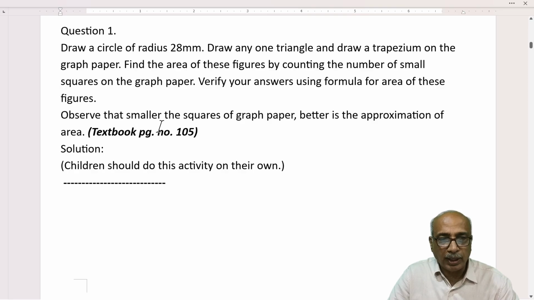Observe that the smaller the squares of the graph paper, the better is the approximation of area. Solution: children should do this activity on their own. So on graph paper you draw these figures and count. More than half a square will be taken as rounded up. So the smaller the squares, the much better. Try your best and enjoy the activity.